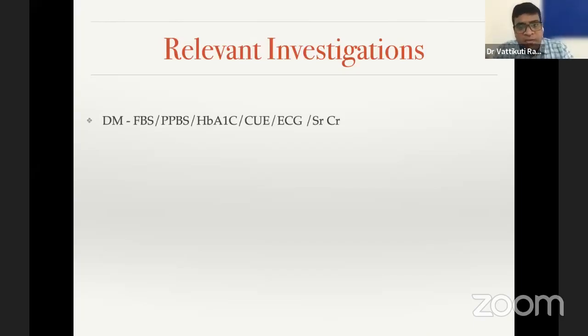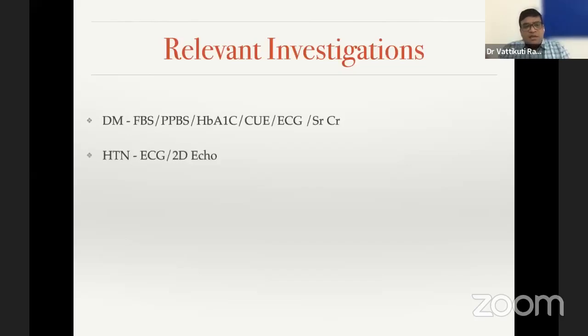Then to rule out any infection which is very common in diabetics, you want to do a complete urine analysis, look at proteinuria, and because diabetics are more prone to acute kidney injury and CKD, so you want to look at serum creatinine. Again, silent MIs are very common in these patients. You want to have an ECG.